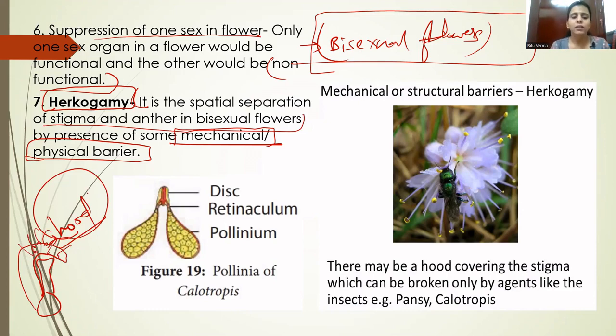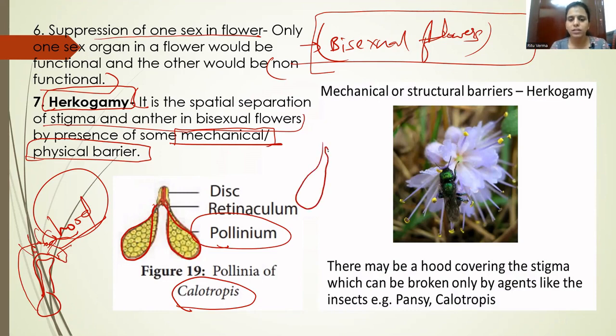And in case of anthers, they release pollen grains in a bag-like structure. You can check here, there is a plant called calotropis. The anthers release pollen grains in a bag-like structure, and this bag is known as pollinium. Pollinium. So there is a bag-like structure, this bag is known as pollinium, and inside this we have these pollen grains.